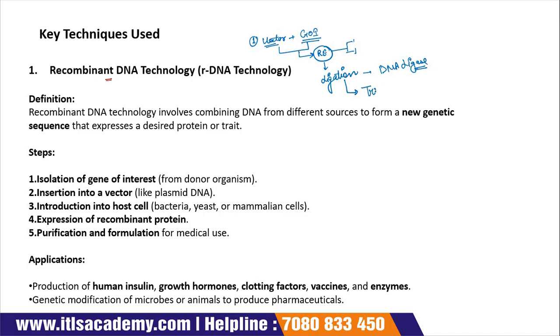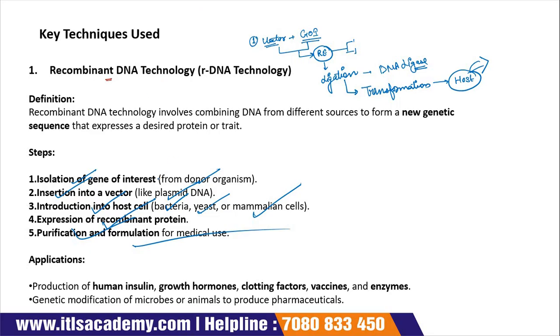For this process, we use the concept of transformation. Okay, transformation, and this will transfer into the host cell, and here it will divide or multiply, increasing the production of your gene. First is isolation from donor organisms, then insertion into a vector like a plasmid, then introduction into the host cell. The host cell may be bacteria, yeast, or mammalian cells. Express the recombinant protein, and finally, purification and formulation for medical uses. This is recombinant DNA technology.